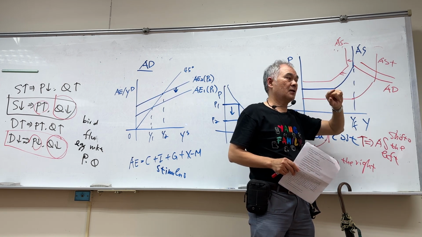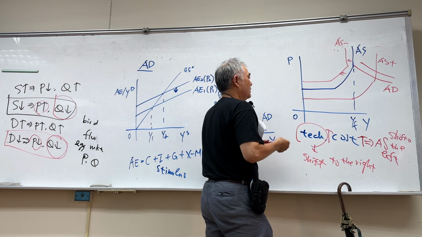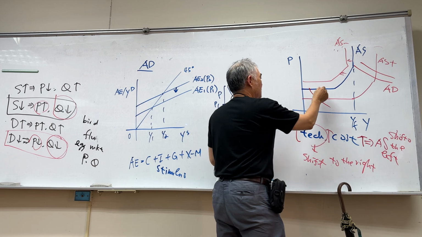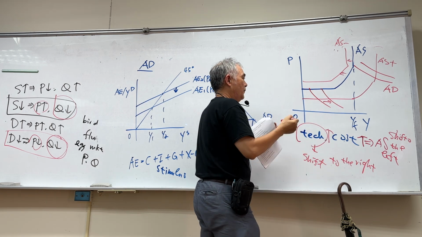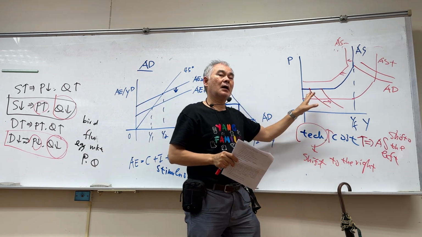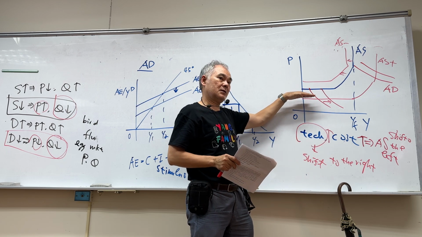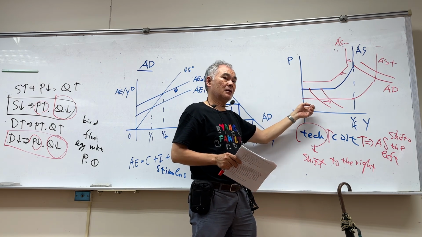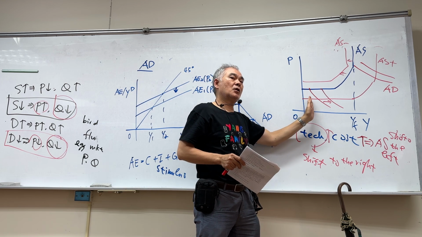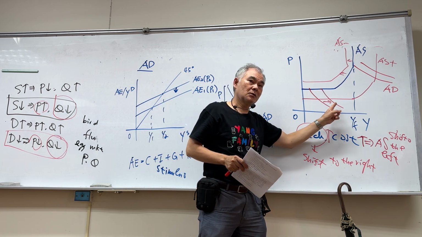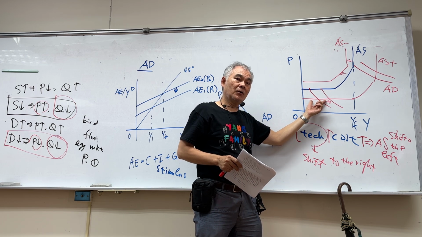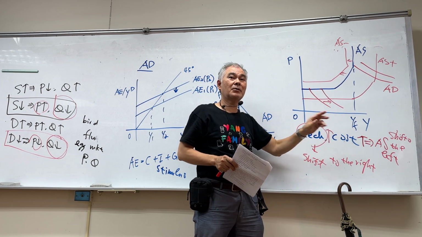That's the difference. And let us say it is at the horizontal section here. If you increase aggregate demand and the economy is at this horizontal part, what does that mean? That means you will increase production and income. But what about the price level? Price level stays the same. It doesn't change. Good.